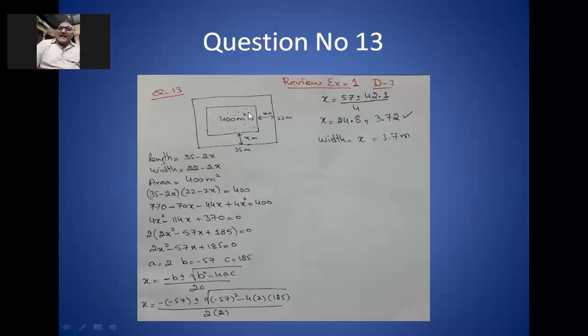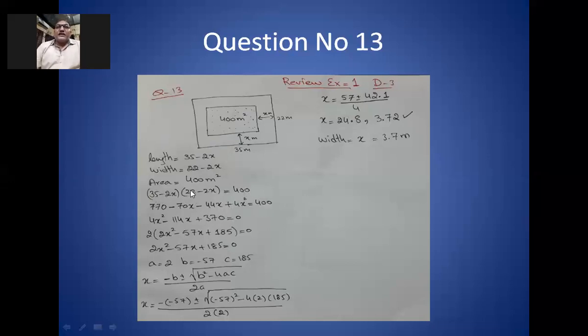So I know its length and its width, it is a rectangle shape. So I can find the area. The formula for the area is length multiply width. The length is 35 minus 2X and the width is 22 minus 2X. So simply multiply them and that area will be 400 meters square. So you can see here I have shown two brackets, 35 minus 2X and the other bracket is 22 minus 2X. And when they multiply, the answer will be 400.